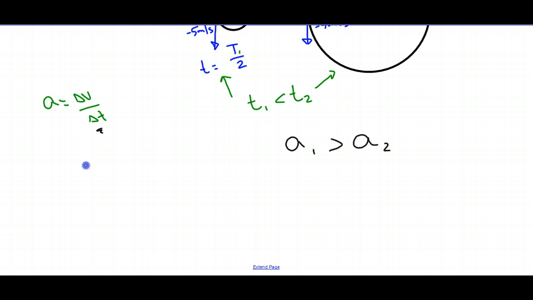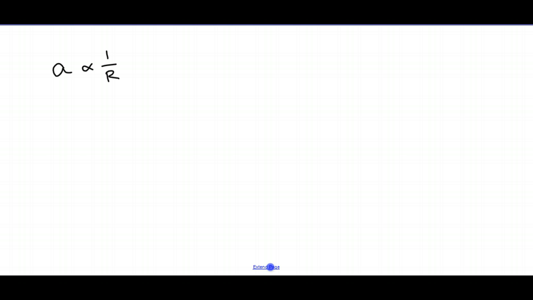Right, because the bigger that the delta t in the denominator gets, the smaller our overall acceleration is. So we know that acceleration then is directly proportional to the inverse of our radius, right? Or it's inversely proportional to our radius. That means that as our radius gets bigger, our acceleration must get smaller.